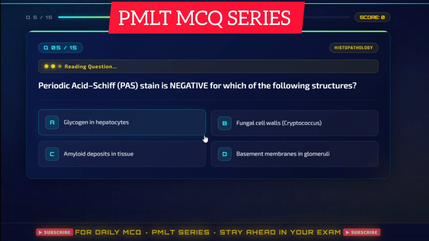Periodic acid-Schiff, PAS, stain is negative for which of the following structures? A. Glycogen in hepatocytes. B. Fungal cell walls, Cryptococcus. C. Amyloid deposits in tissue. D. Basement membranes in glomeruli.